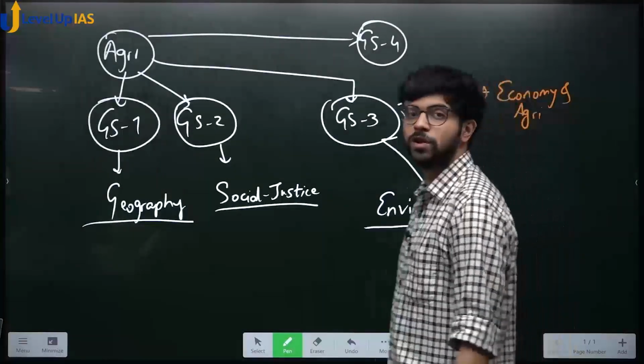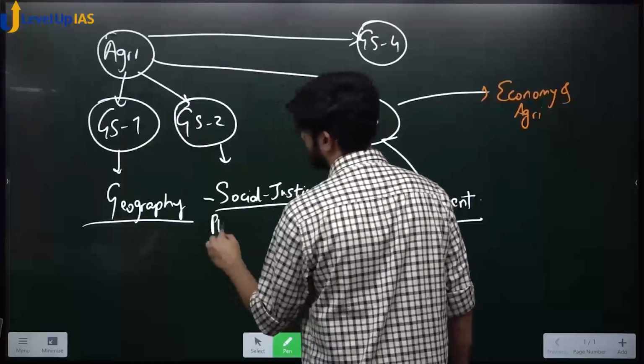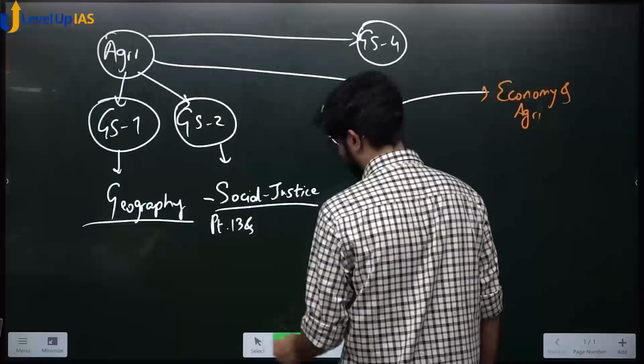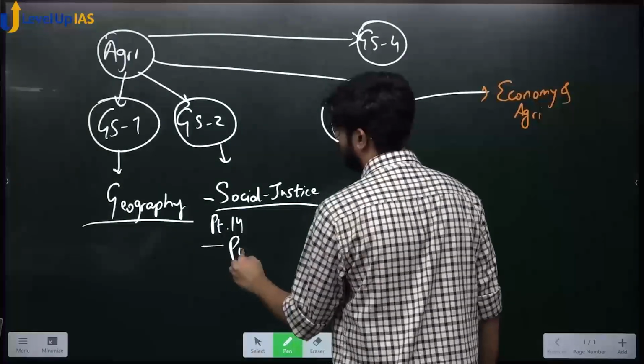Small offshoots are also available. GS2 social justice, point 14. What is point 14?